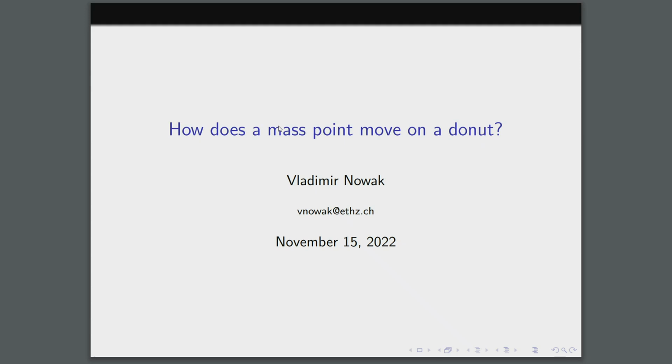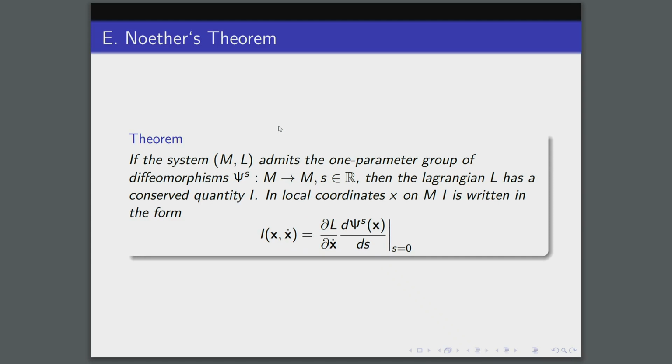In order to find out how a mass point moves and behaves on a torus, or a donut, as it is known colloquially, we'll be using Noether's theorem, which goes as follows. If the Lagrangian system admits the one-parameter group of diffeomorphisms, then the Lagrangian L has a conserved quantity I, and in local coordinates on M, I is written in the following form.